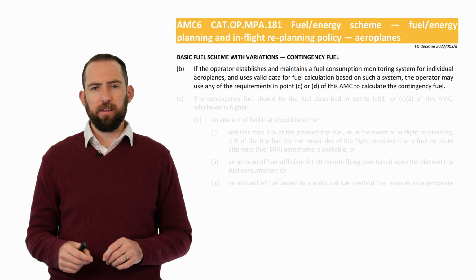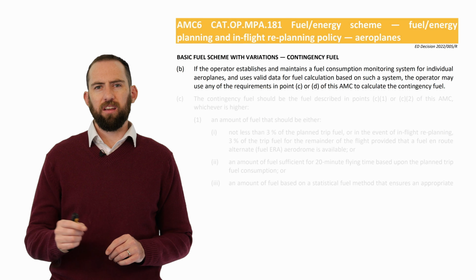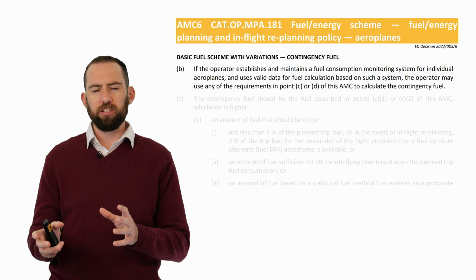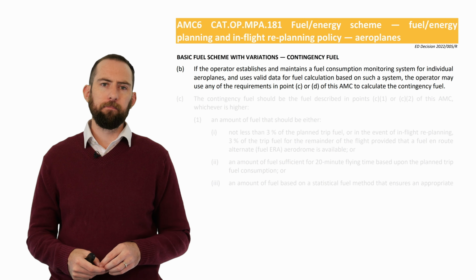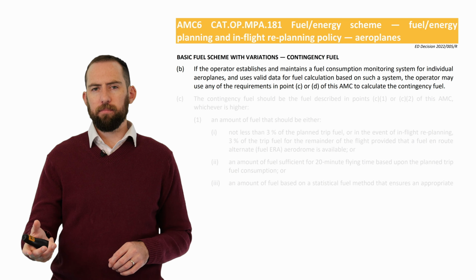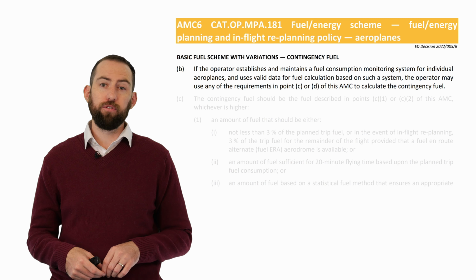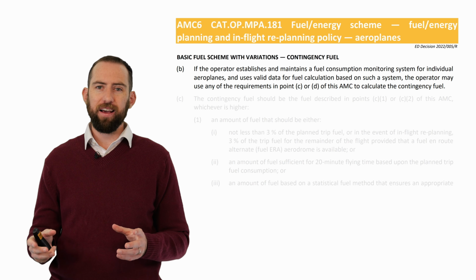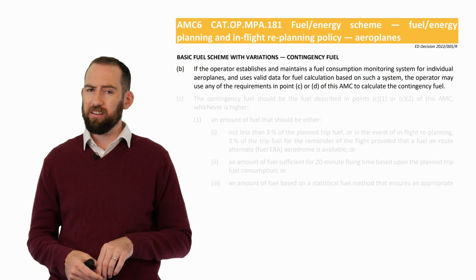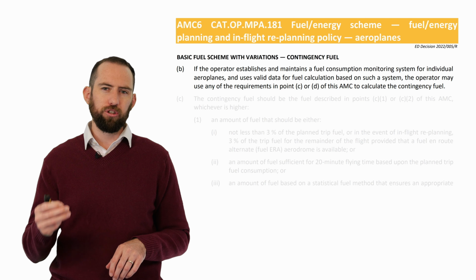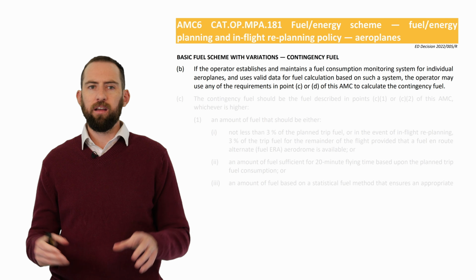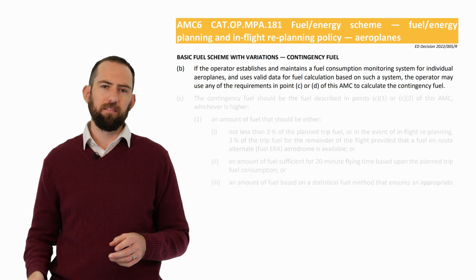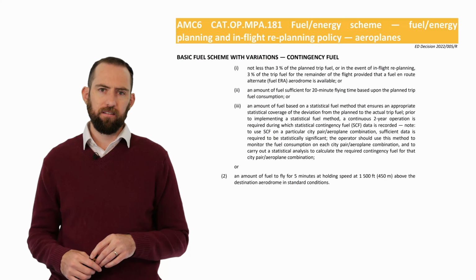So this might get a little bit complicated. In AMC 6, we are now talking about variations that are applied to the basic scheme. So if an operator establishes and maintains a fuel consumption monitoring system for individual aeroplanes and uses valid data for fuel calculations based on that system, then they are reducing the number of uncertainties, and they may use any of the methods that appear in this list.